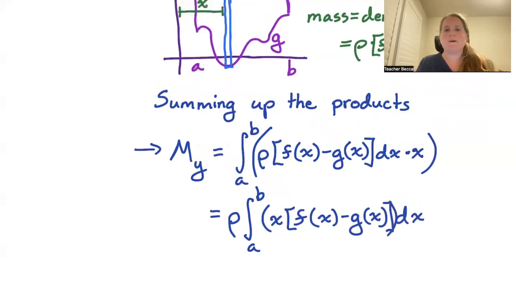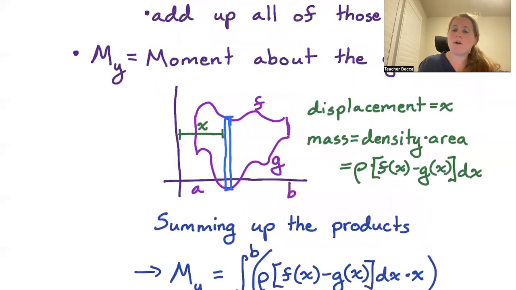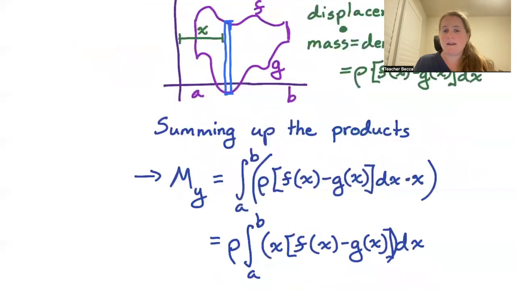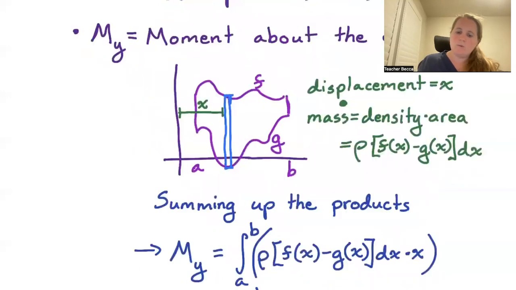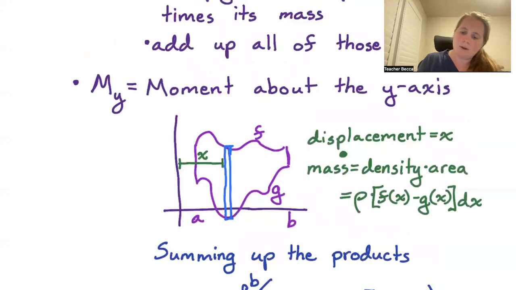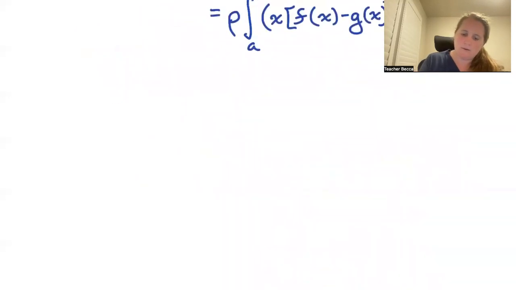Again, we were supposed to take the product of displacement and mass. So we are taking the product of x times rho times f of x minus g of x dx, and then adding up those products. So we are looking at rho times the definite integral from a to b of x times f of x minus g of x dx. This is the moment about the y-axis. The moment about the x-axis is a little less straightforward.